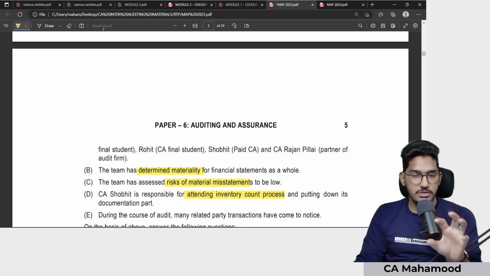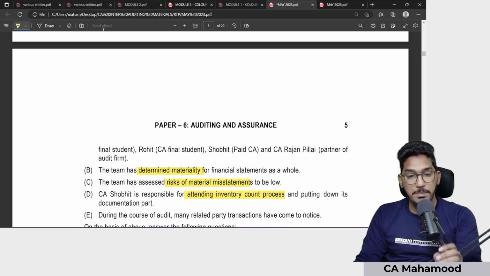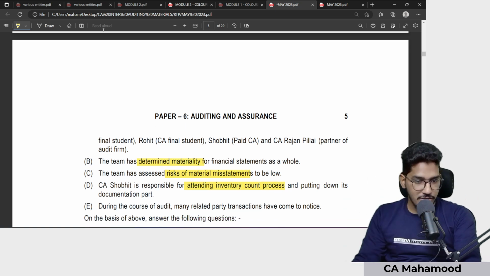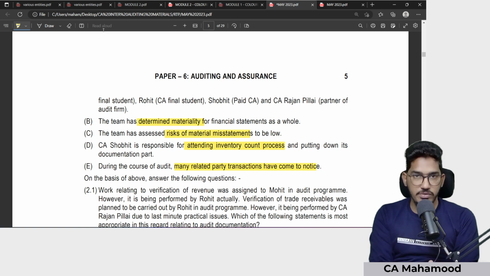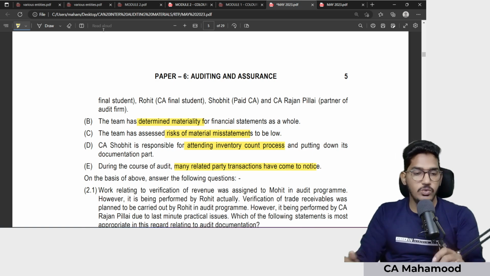CA Shobit is responsible for attending the inventory count process and putting down its documentation part. So CA Shobit, he is not a CA actually, he's a paid CA. So Shobit, one of the engagement team members, has been given the responsibility to go and attend the inventory counting process done by the management and also maintain the documentation of that. During the course of audit, many related party transactions have come to notice. So these are the observations. Now regarding these issues, some questions they are asking, let us have a look at them.